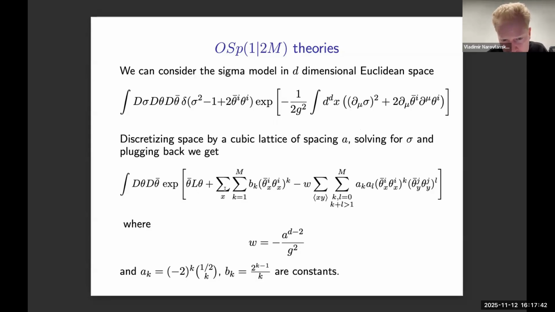Okay, I'll just say briefly, but the details are not super important. You're going to get a quadratic term, just as the theta bar L theta that we discussed previously. x and y are going to be space-time points in this lattice. a_k and b_k are just some constants that are right here, some coefficients. And you're going to get here one sum over all the lattice points, and here a sum over all the nearest neighbors. Okay. And the constant W here is essentially -1 over g squared. g is the coupling constant of the nonlinear sigma model.